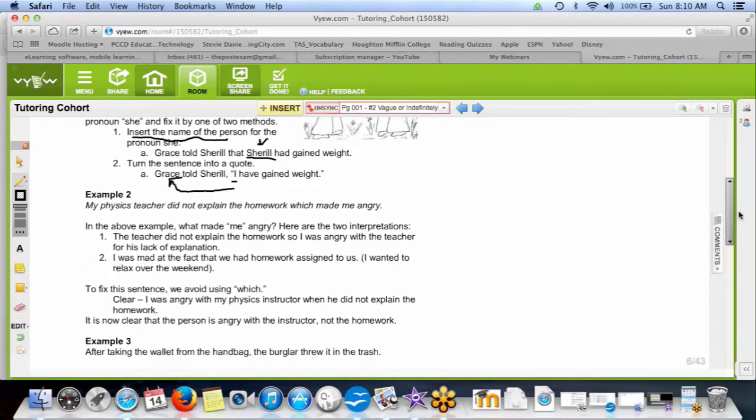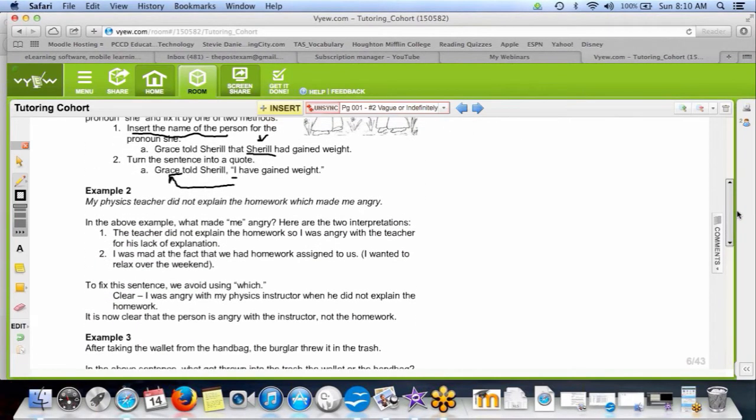Let me bring you down to the next example. My physics teacher did not explain the homework, which made me angry. Well, here's a problem. Something made you angry. And here's the pronoun which refers to a singular concept. Okay? Well, the problem here is that two things could have made you angry.